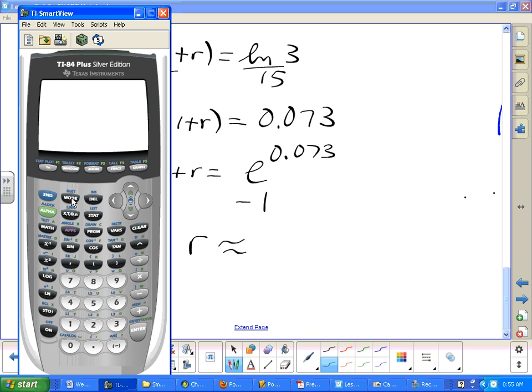It's approximately 0.0732408192. So if I take e, raise it to that power, and subtract 1, we get almost 40%. Oops, wait a minute. I'm sorry. That's not correct.